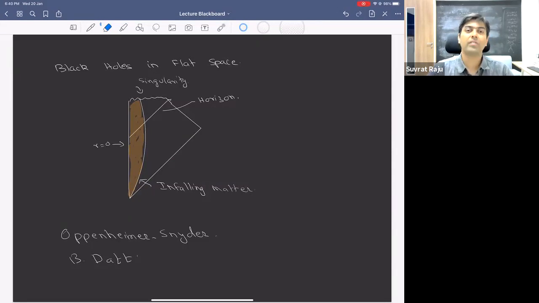But our interest in this course is almost never going to be in this entire process of collapse. Our interest is actually going to be in a different region. It's going to be in some region that's here. I hope you can see the red mark here. So it's going to be in some region that is well away from the singularity. It is also well away from the infalling matter, and it's somewhere in the vicinity of the horizon.